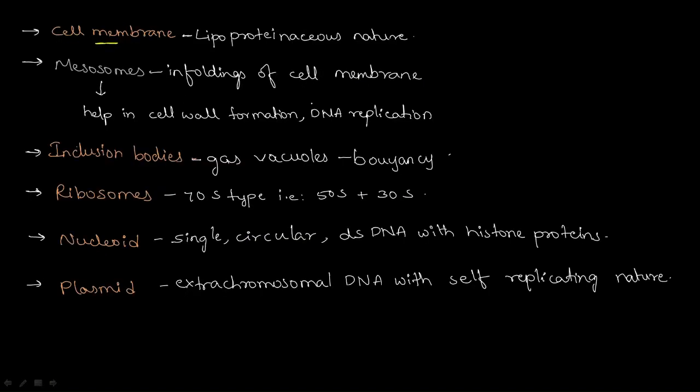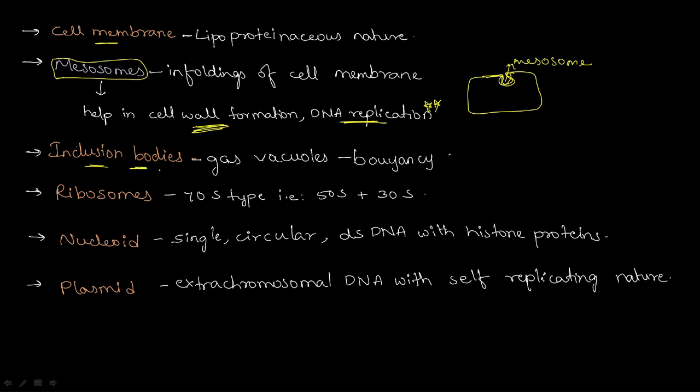The cell membrane of bacteria has a lipoproteinaceous nature, and it is made up of lipids and proteins. The mesosomes present in bacteria help in cell wall formation and DNA replication. If you take a cell membrane, there is an infolding of the cell membrane, and this is called a mesosome. They help in cell wall formation and DNA replication. It is an important point to remember.